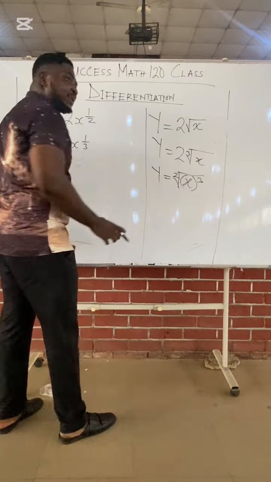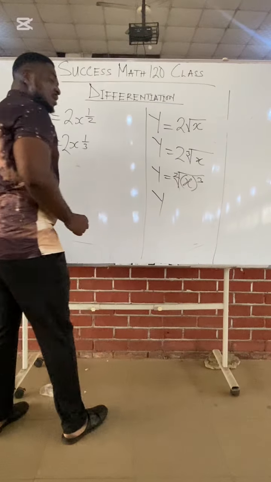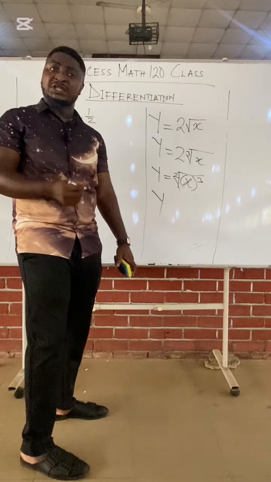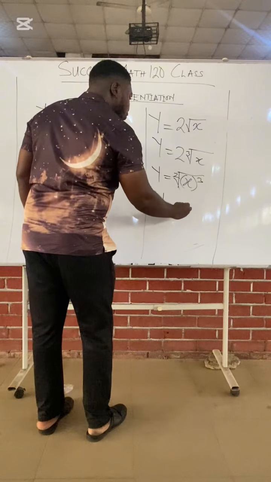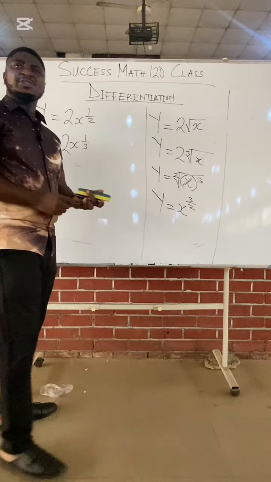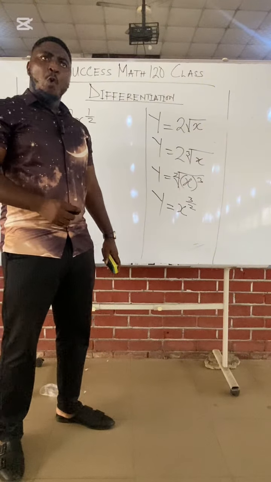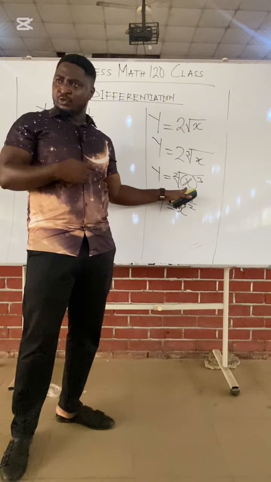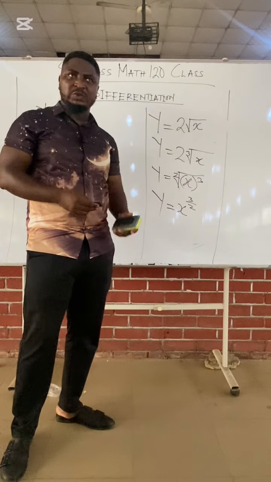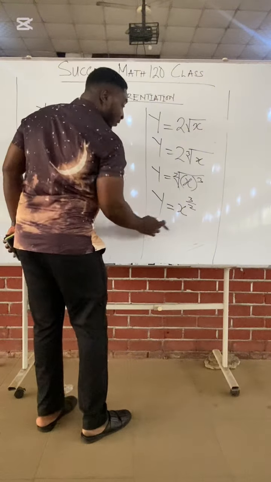Class, this is a law in indices called the fractional index law. The fractional index law tells us that the power represents the numerator and the root represents the denominator. Class, this can be changed to y equals x raised to power 3 over 2. x raised to power 3 over 2 is the same thing as the square root of x cubed. Who remembers this rule in indices from secondary school? At this point, it looks difficult to differentiate, but when you bring it in this form, it's easier.